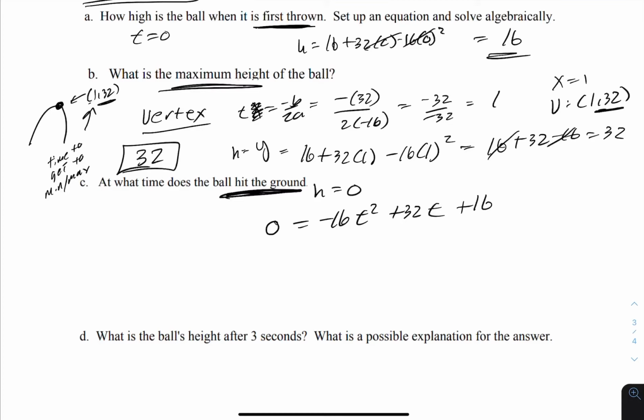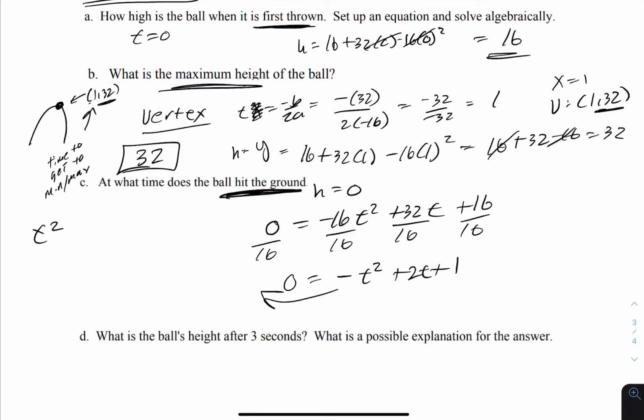So how do I solve it? Like solving anything else: factor, quadratic formula, whatever you want to do. I notice they're all divisible by 16, so I'm going to do that first. Let's divide everything by 16, make our life easy. So I get 0 equals negative t squared plus 2t plus 1. I don't like having a negative t squared, as you guys know me, so I'm going to flip it over. I get t squared minus 2t minus 1 equals 0. And then I have to solve this.